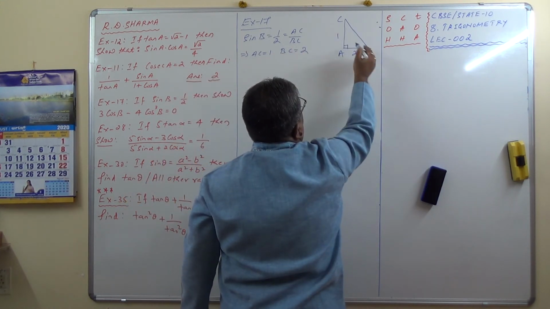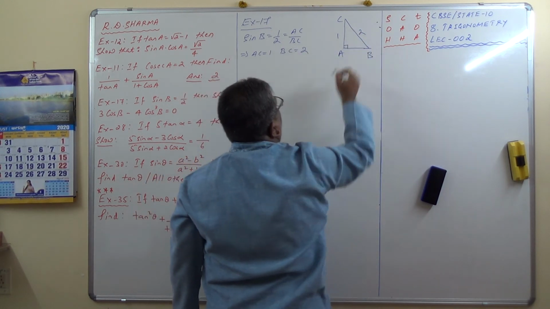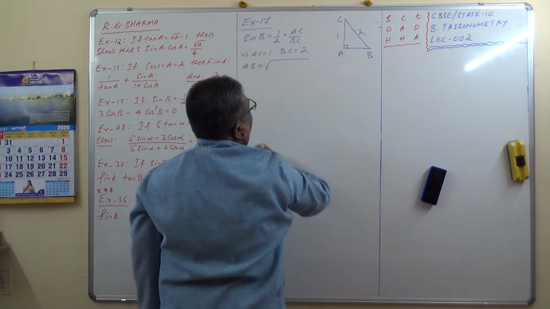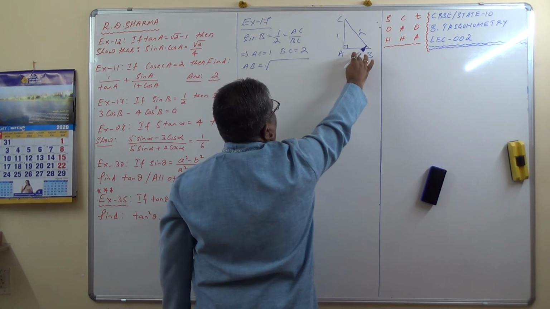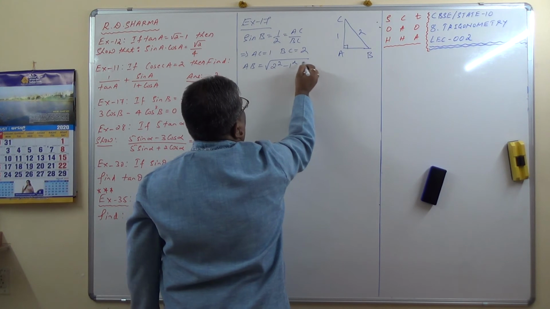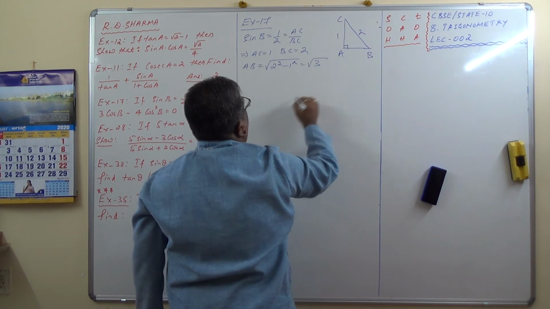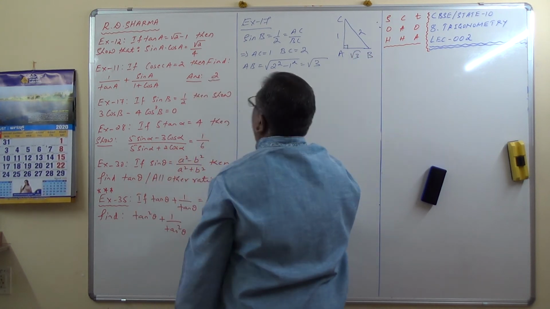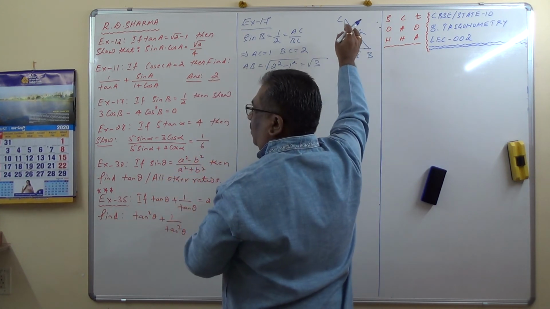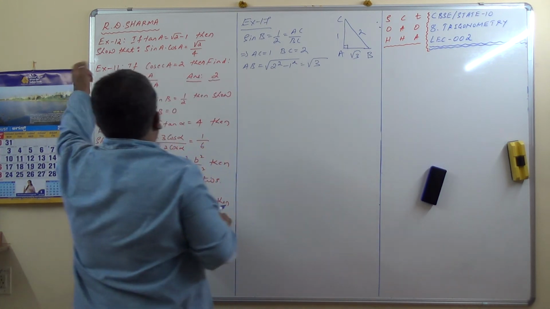AC and BC, correct? BC equals 2. AB we need to find out by Pythagoras theorem. AB equals under root of BC square minus AC square, 2 square minus 1 square, which is under root of 4 minus 1, which is 3. So AB is root of 3. Open this one, 17th example. It is correct. Hypotenuse is 2 and this is root 3. Correct. Now what is to be found out?